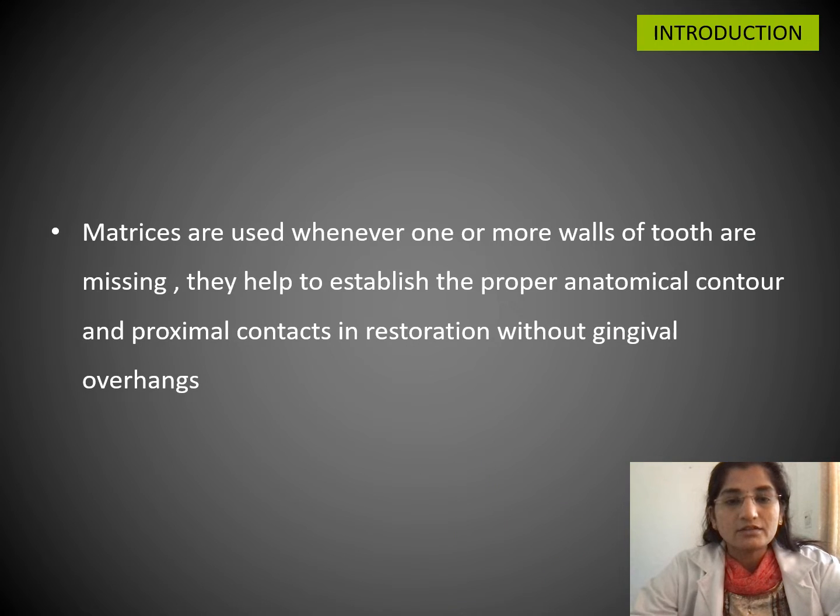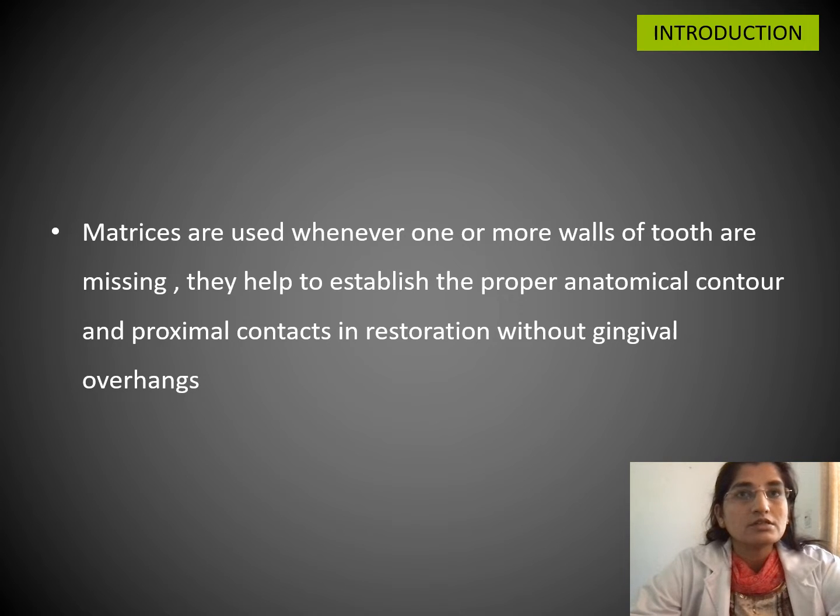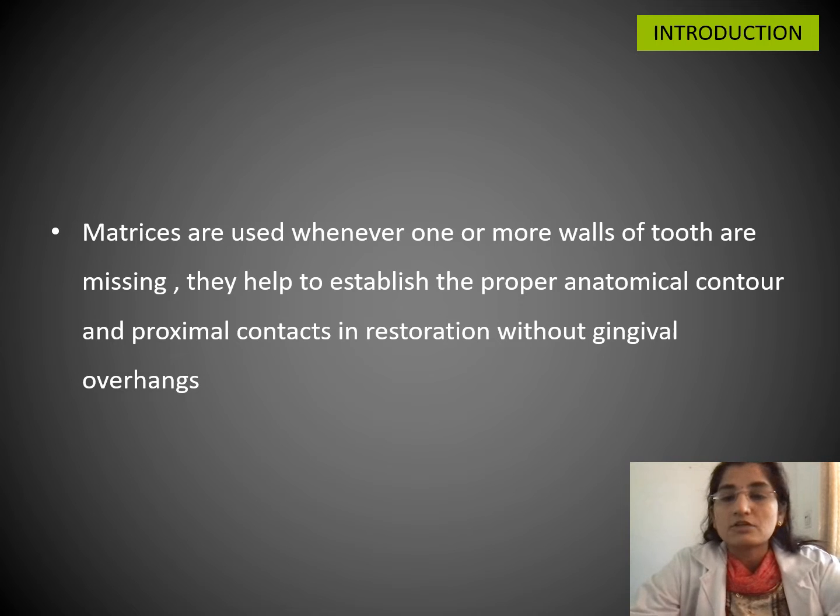Today's lecture is on matrices, wedges and retainers. To begin with, the word matrices, where exactly they are used. Matrices are used whenever one or more walls of tooth are missing. For example, in complex cavity, where one or more walls of the tooth is missing. They help to establish the proper anatomical contour and proximal contacts of restoration without gingival overhangs.